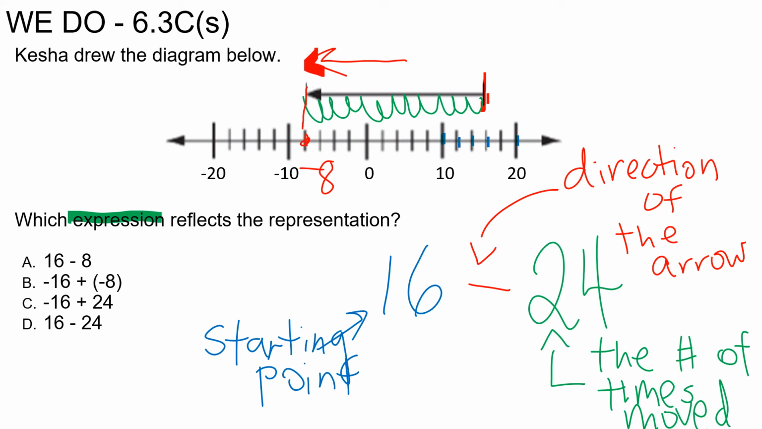So we know the answer is D as in dog. We can automatically omit B and C because we did not start at -16. -16 would have been right here, which is not the case for us.